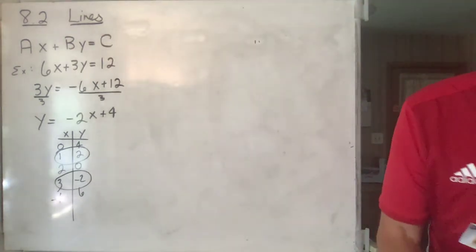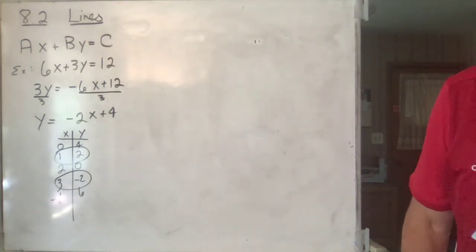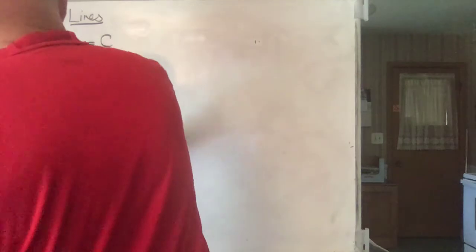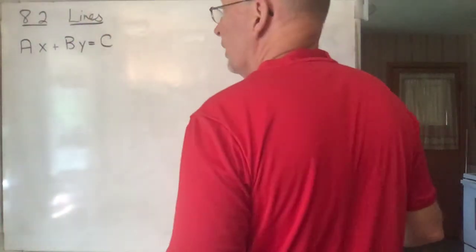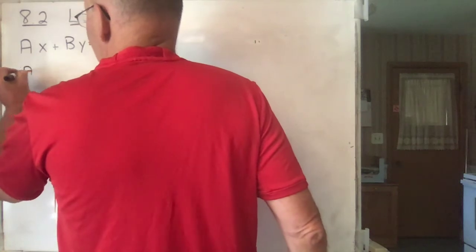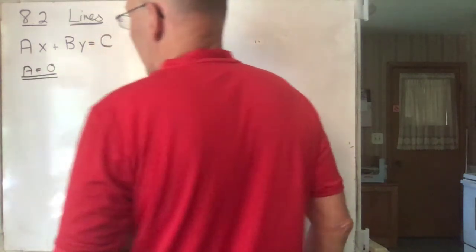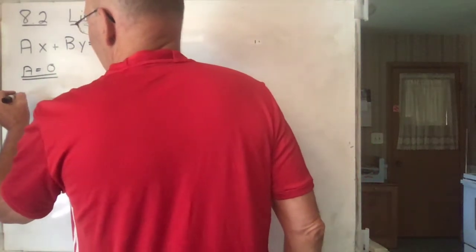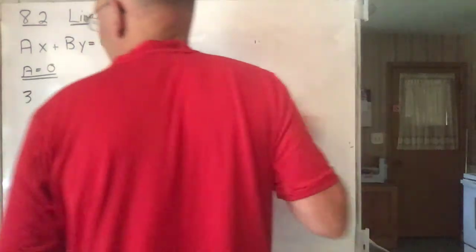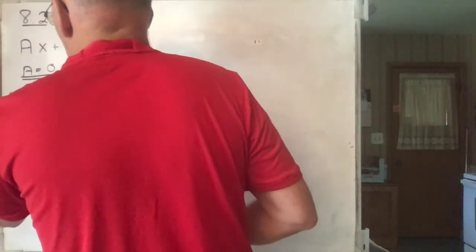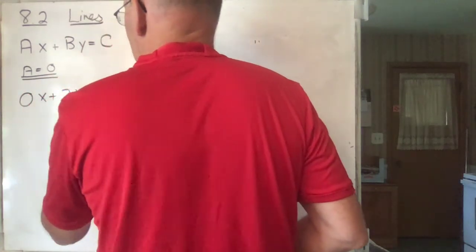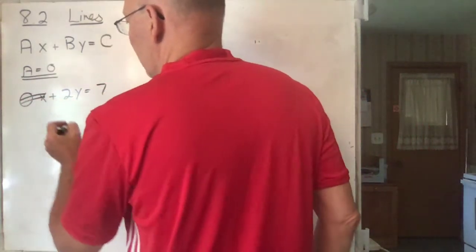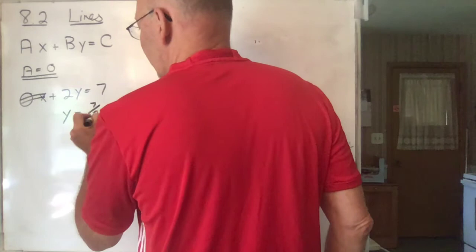Let's see what else we want to do here. Let's look at some special cases of this equation for lines. If a happens to be 0, then we just get by = c. So for example, if I had 0x + 2y = 7, then I can disregard the 0x, and I can solve it for y. y is equal to 7/2.